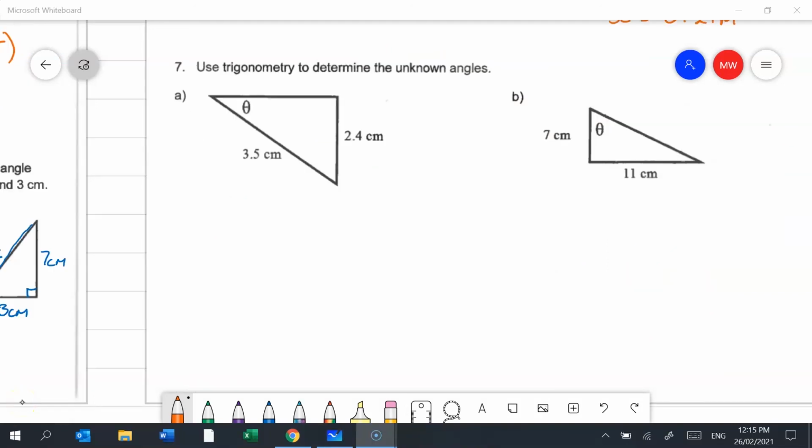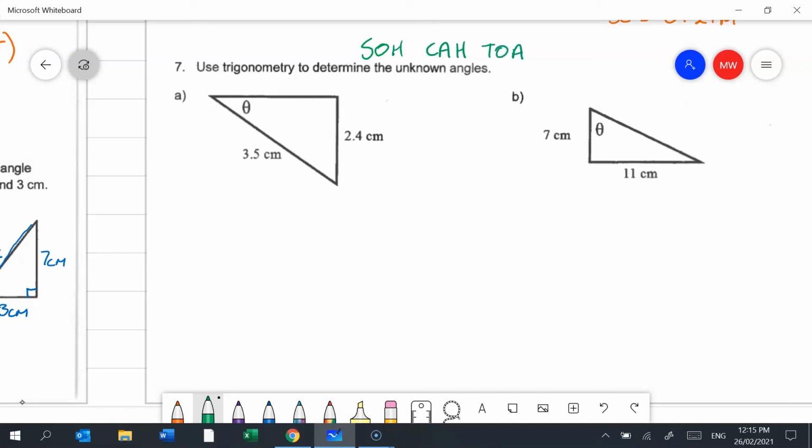Question 7, we're using trigonometry again, but this time we're trying to find angles instead of sides. So we're going to use the inverse rules. We're going to set this up in a very similar way. We're going to start by writing SOHCAHTOA to help us with our rules.